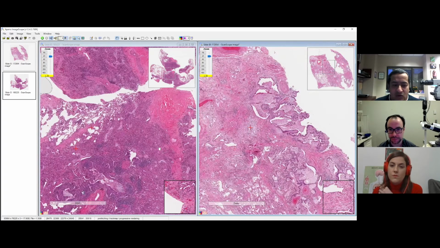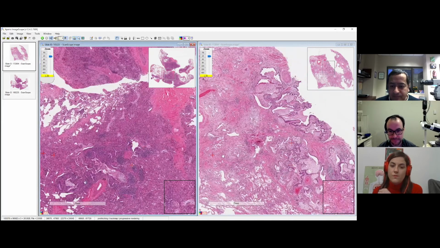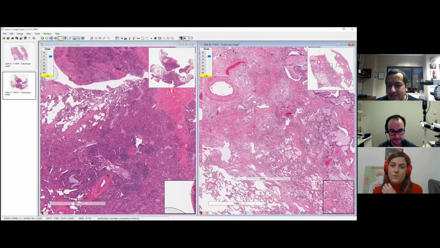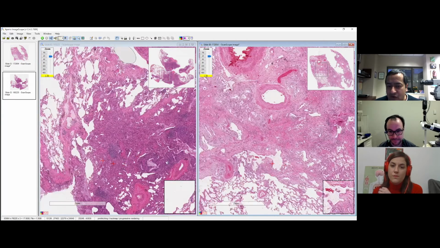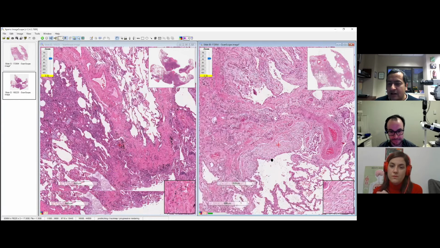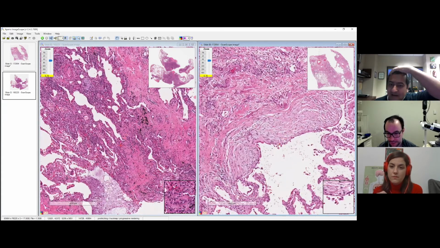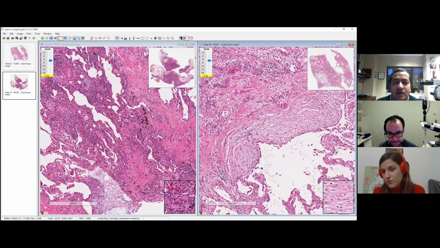So now let's go to the high mag and go to this so-called fibroblast plug and the fibroblast focus. All right, so let's see. We'll pick out a focus here. Do you guys see the focus clearly? Matt and Irene? I do, yeah. Yes, I do. So this is the so-called fibroblast focus of UIP.